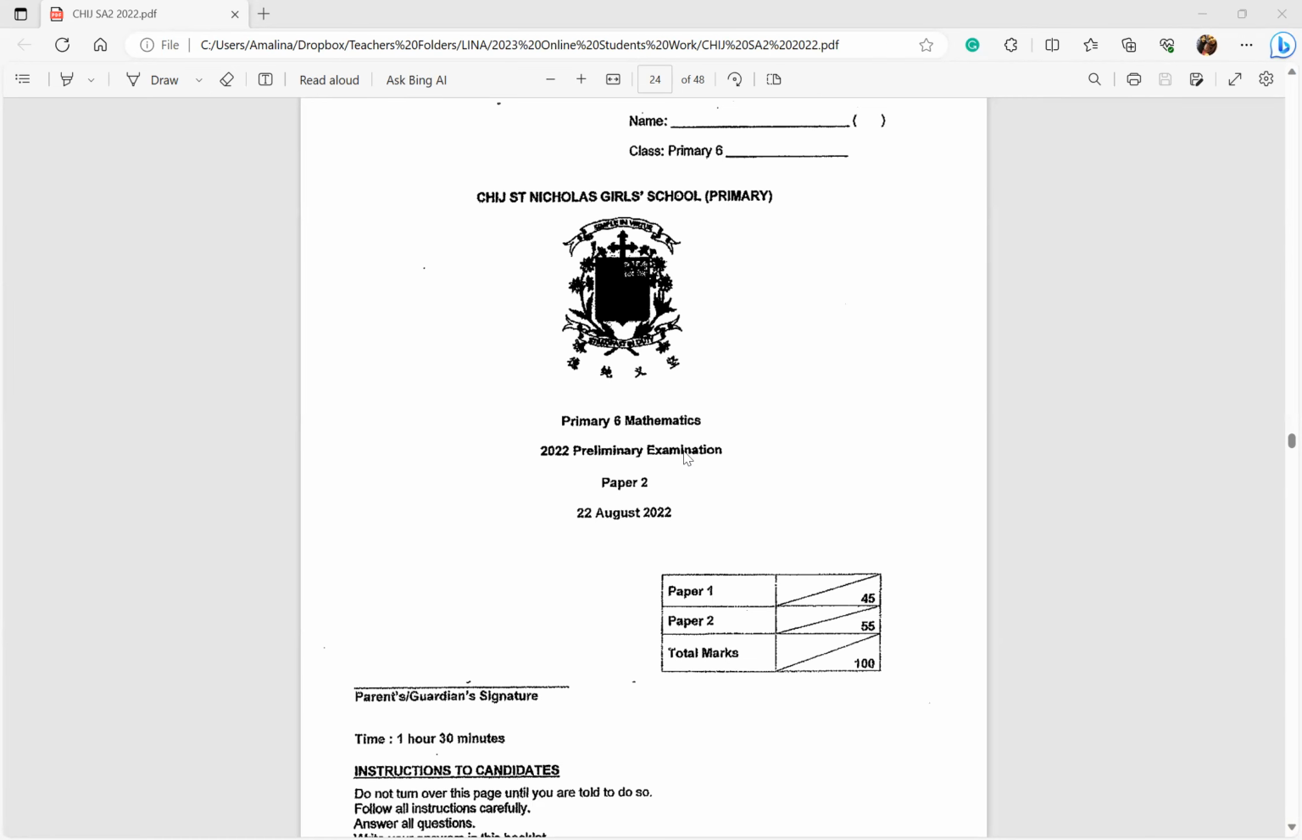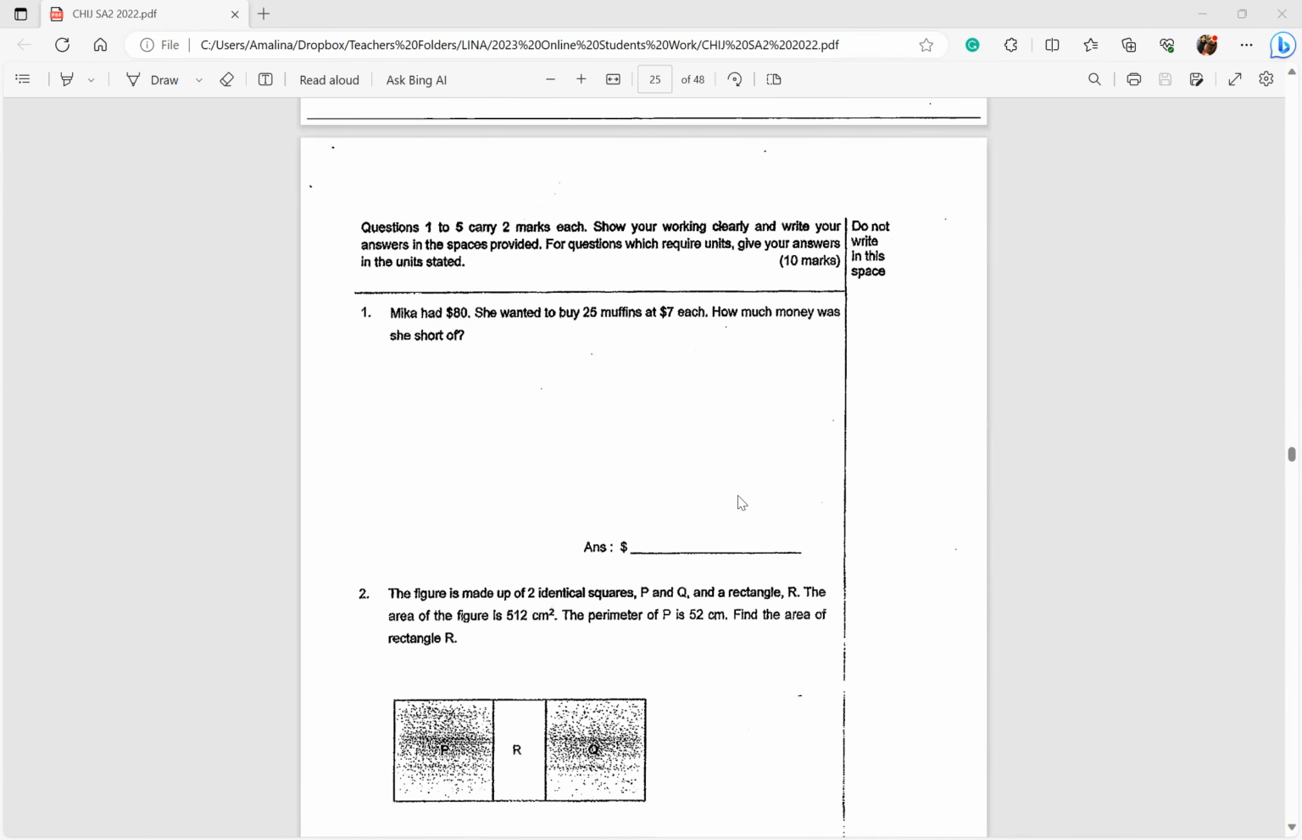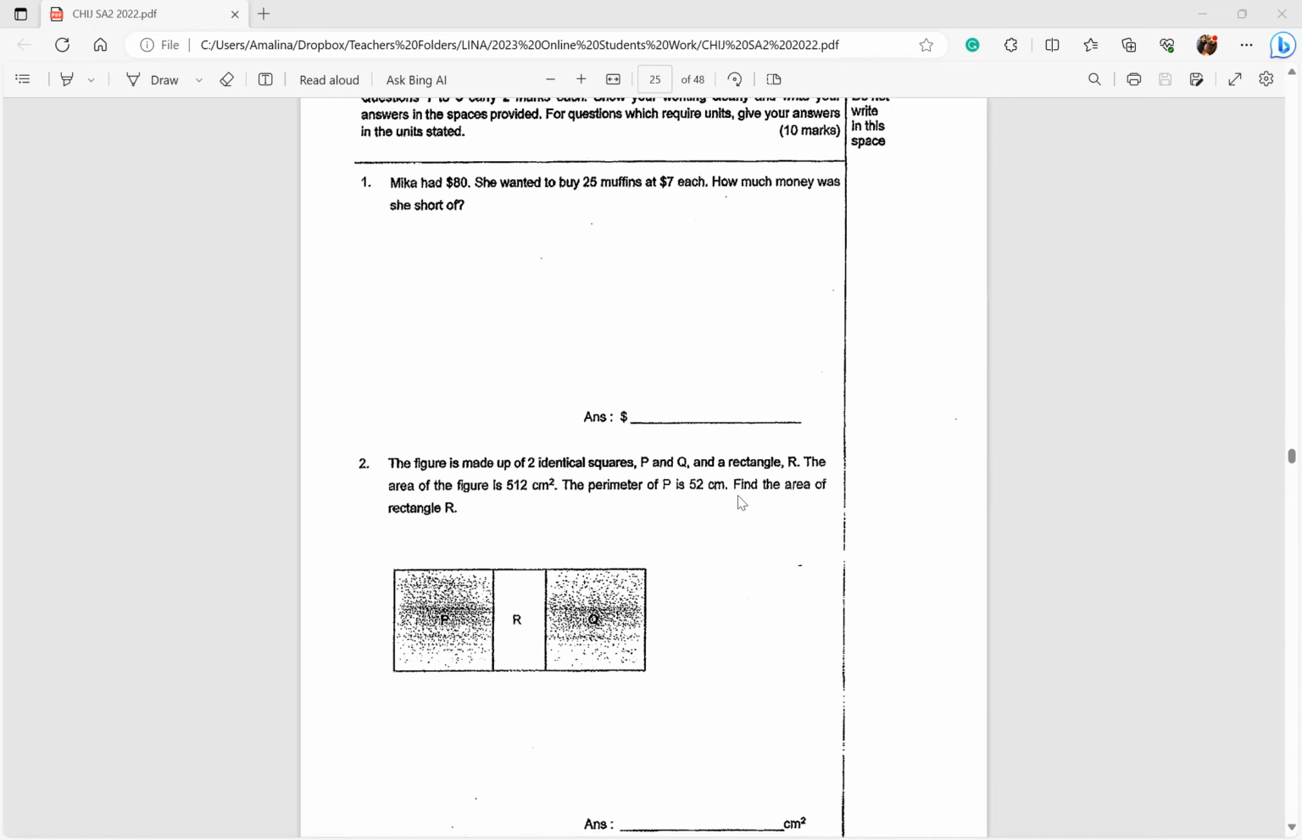Okay, this is CHIJ St. Nicholas Girls' School for Primary 6 Mathematics 2022 Preliminary Examination. So I will be going through some questions for paper 2 today. Only selected questions. I will skip question number 1, so I will jump straight to question 2 first.